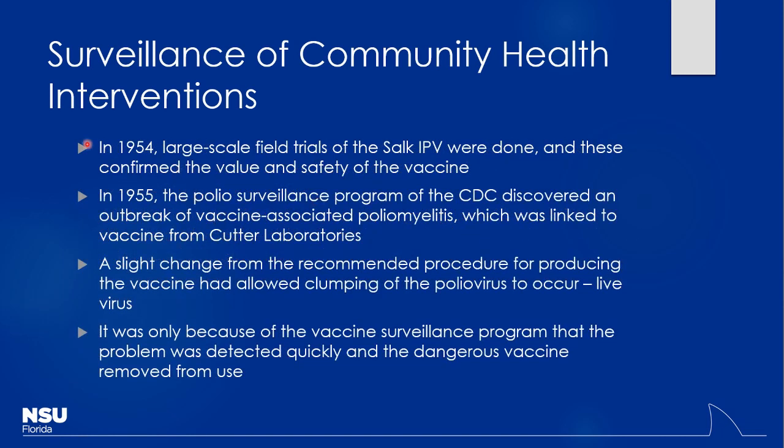So just as an example, here's another case where, back in the 50s, there was a large-scale field trial for this new inactivated polio virus vaccine. That's what the IPV stands for. Salk was the one that actually made it. They were confirming the value and the safety of the vaccine. Everything looked pretty good. And then in '55, they had this polio surveillance program with the CDC.